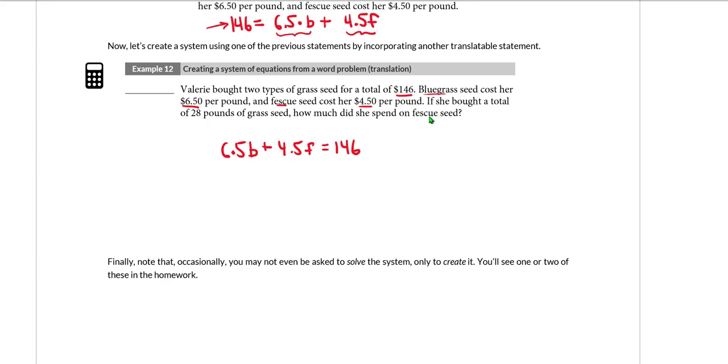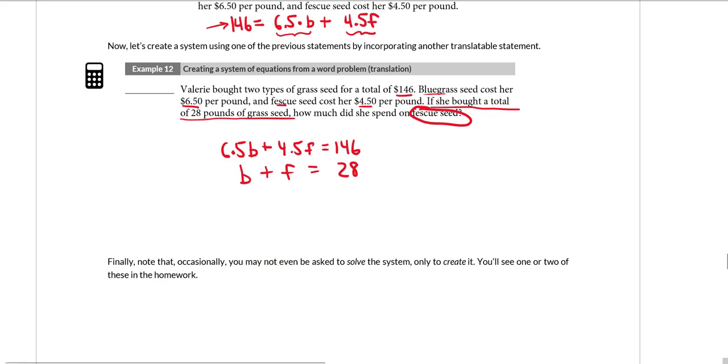But now we are given a new equation. If she bought a total of 28 pounds of grass seed, how much did she spend on fescue? So this phrase tells us that the number of pounds of bluegrass plus the number of pounds of fescue had to equal 28. And now we have a nice, neat system of linear equations.